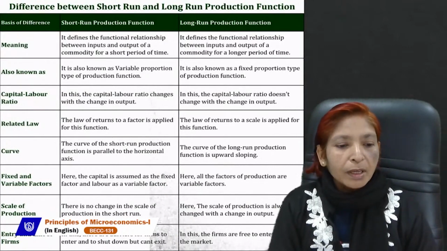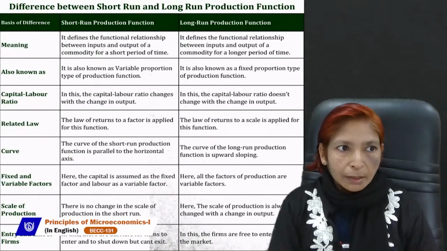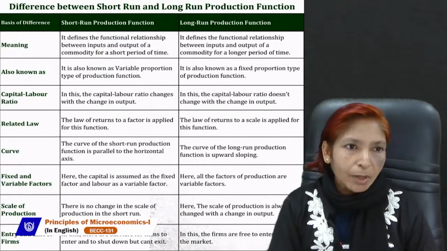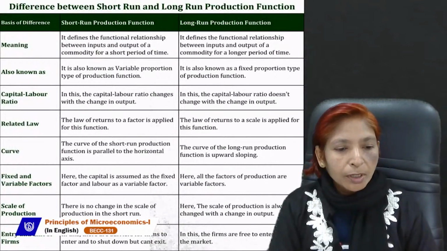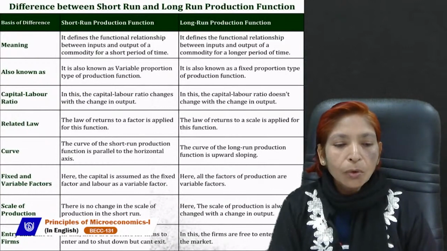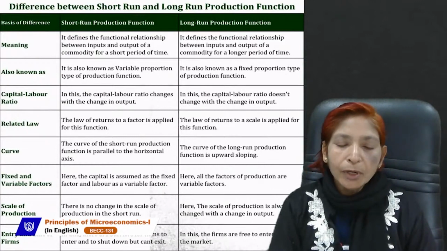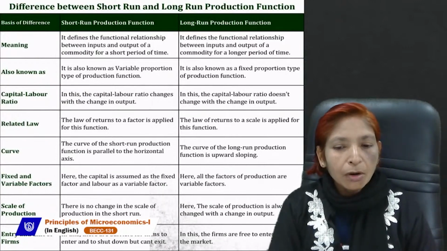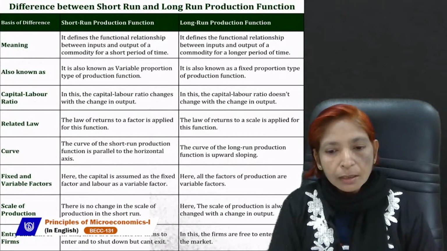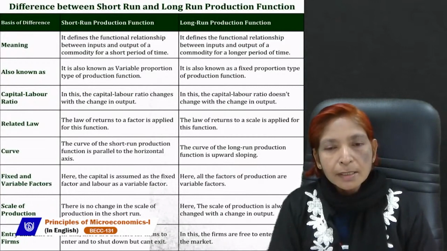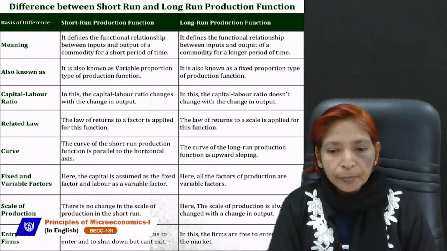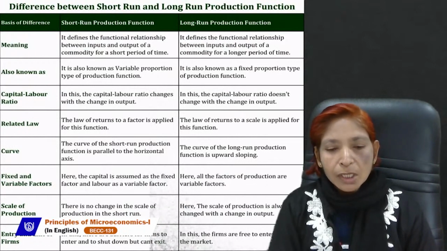Next is scale of production. The base of difference is scale of production. In short run production function, there is no change in the scale of production. But in long run, you can change the scale of production, as is clear from its name, returns to scale. So in returns to scale law, we can change the scale of output.